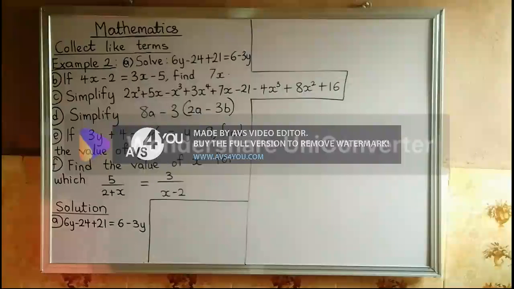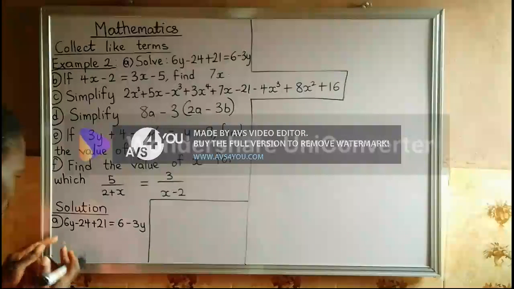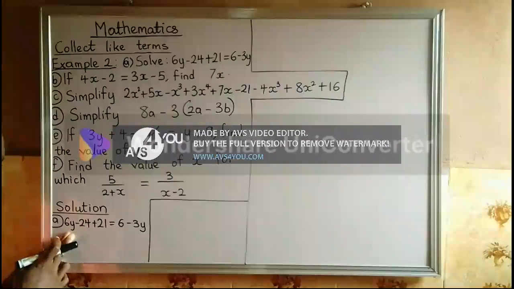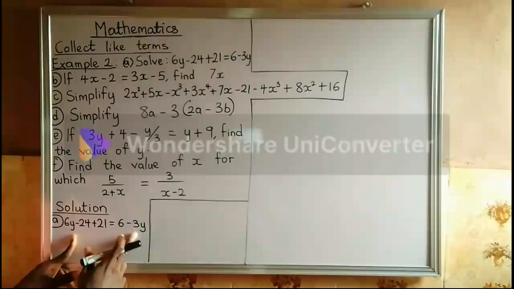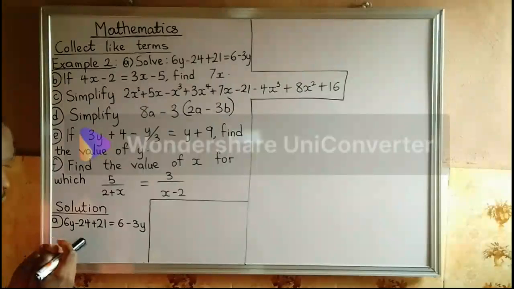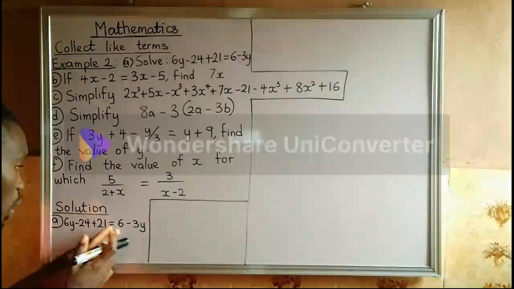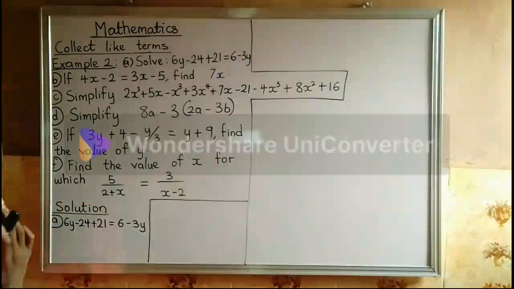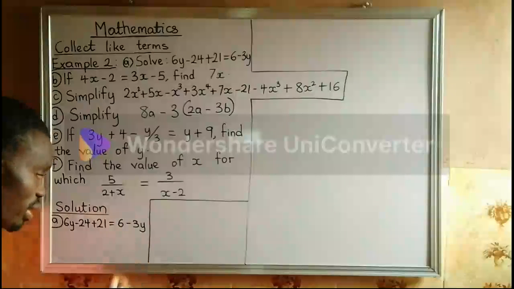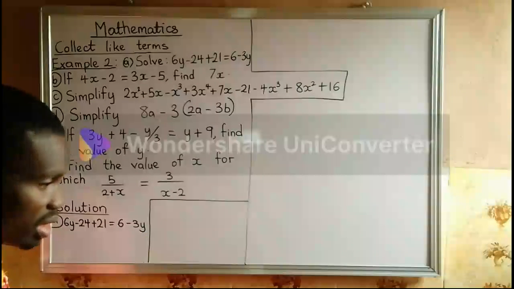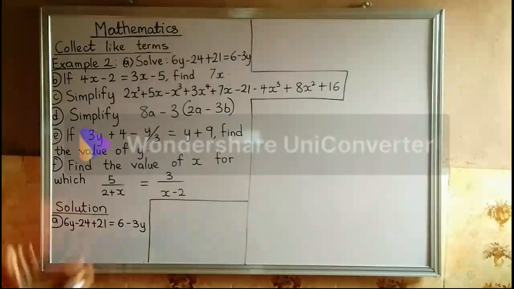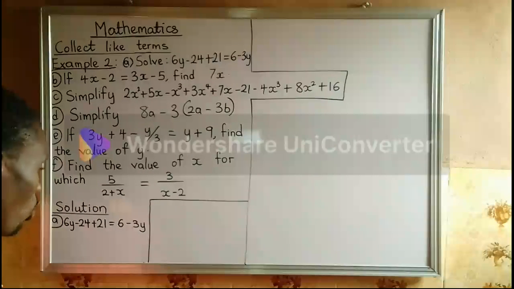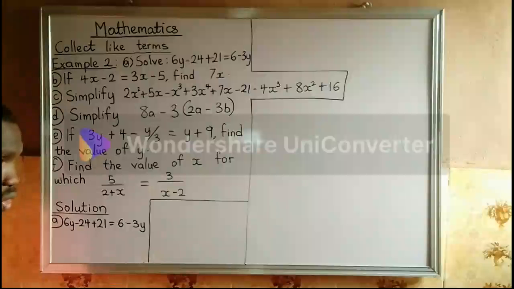What are the terms we have here? We have 6y. Is there any term that looks like 6y? Of course, 3y looks like it. So we collect them. Other terms, we have 24, we have 21, and we have 20, and we have 6. These terms also look alike, in the sense that they are all whole numbers. So we could apply collecting like terms here. Why? Because it's a straight line equation, as I said, and secondly, there are no brackets here.